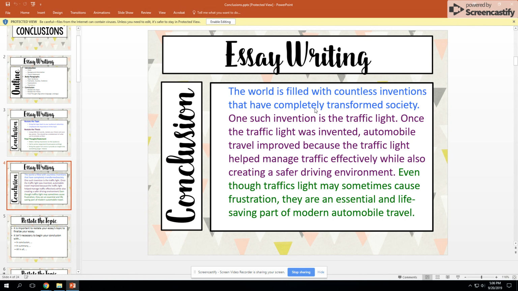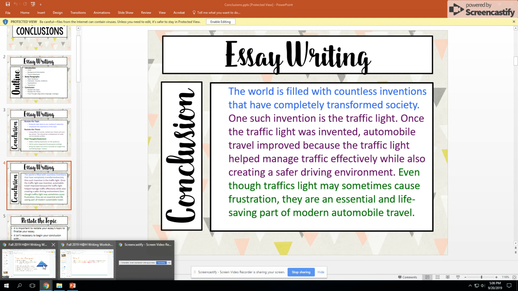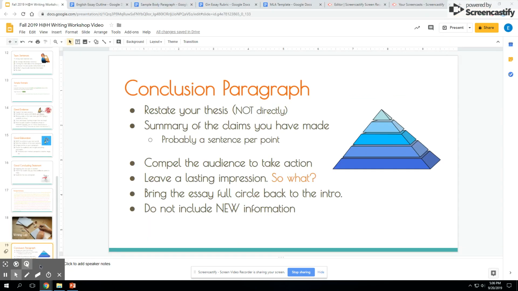Traffic lights, I know they're frustrating. We get road rage, but we need it for everyday life. So let's just be grateful for what we have for modern invention. Okay, so again, we want to give the reader something to chew on, think about, learn from our essay itself.